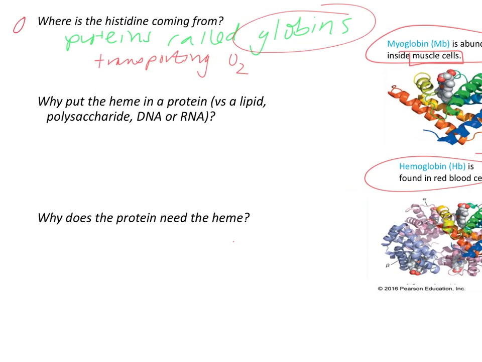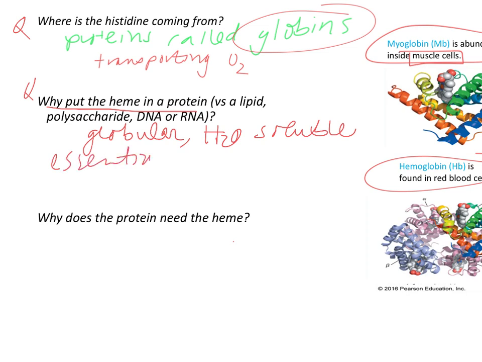Okay, so here's another question. Why put the heme in a protein? Why do we have to add the heme to the protein? Why can't we add it to a lipid, a polysaccharide, a DNA, or an RNA? Well, the reason we put it in a protein is because these proteins are globular, which makes them water soluble, and water soluble is essential for transport throughout the body.